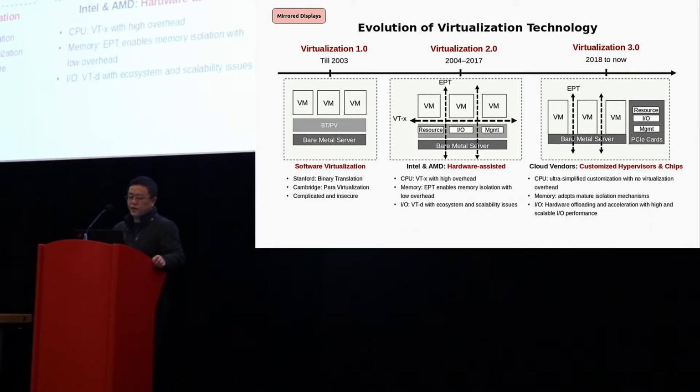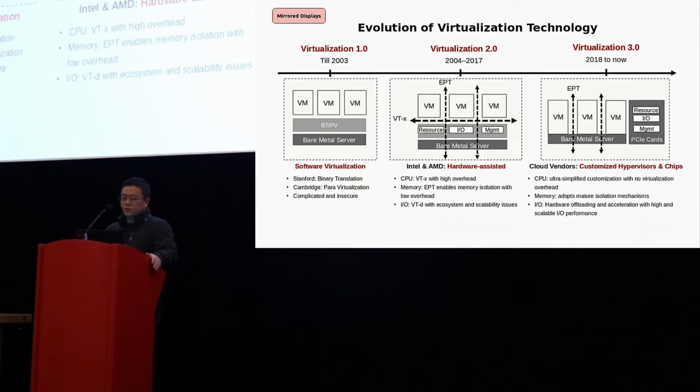Let's see the history of virtualization technology. In the very early stage, for example, before 2003, virtualization was pure software virtualization. For example, VMware used binary translation, and Xen used PV. Both technologies are very complicated and have a lot of security issues.